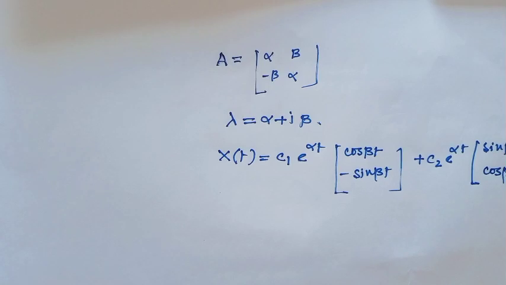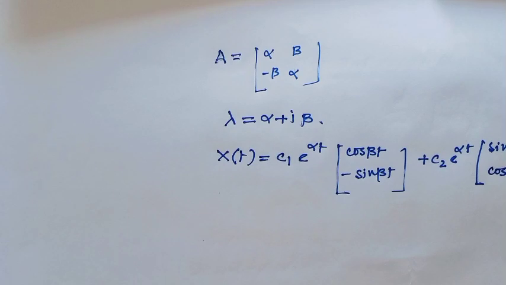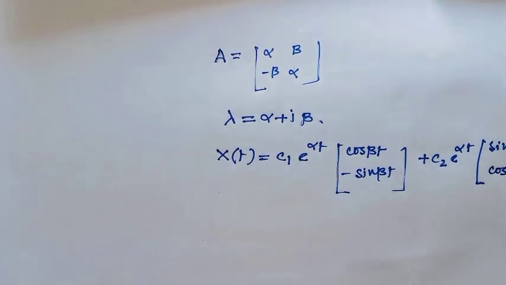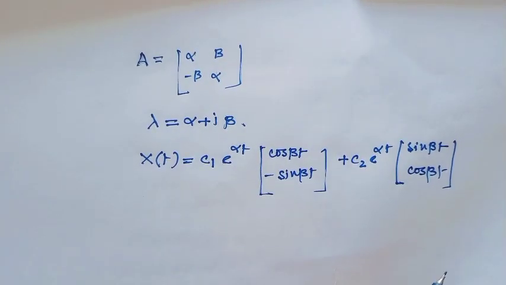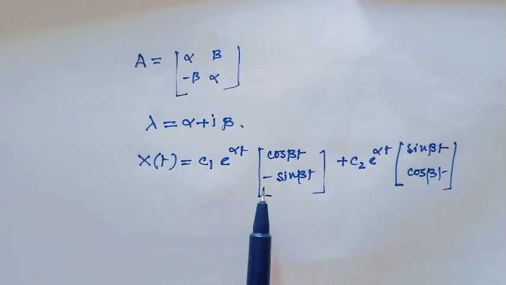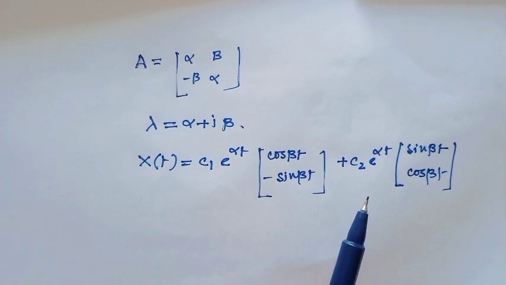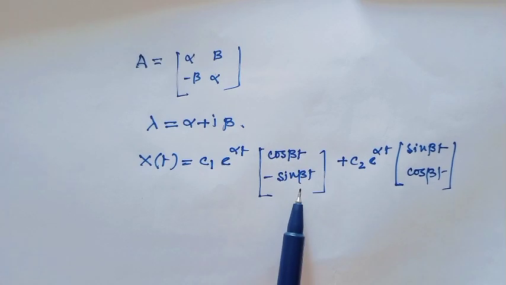Now if we consider this type of differential equation, which is constructed from the matrix A equal to alpha, beta, minus beta, alpha, then the eigenvalue would be of such type, alpha plus i beta, and the solution of the differential equation would be c1 e to the power alpha t (cos beta t, minus sin beta t) plus c2 e to the power alpha t (sin beta t, cos beta t). Obviously, when c1 equal to 1 and c2 equal to 0, then the solution would be (e to the power alpha t cos beta t, minus e to the power alpha t sin beta t).